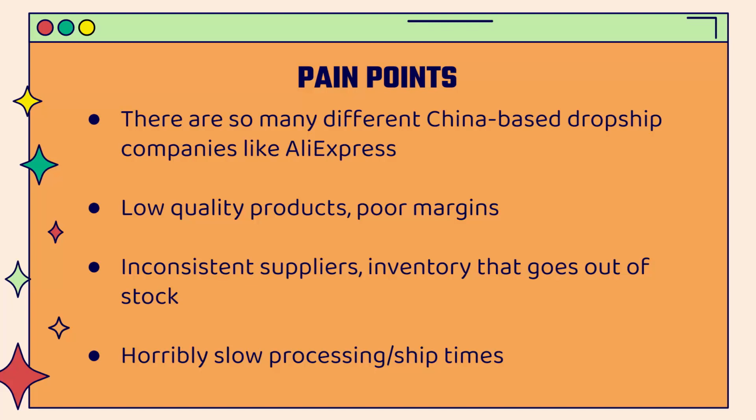And you know, the same type of issues that you're always gonna run into there: low quality products, poor profit margins, inconsistent suppliers, inventory that kind of just comes and goes. Sometimes it's in stock, sometimes it's not. It says it's in stock, but it actually isn't. All of the things that can kind of kill a dropshipping business, those typical challenges. On top of that, you have really slow processing and ship times right now. And these are just some of the pain points that dropshippers are facing.